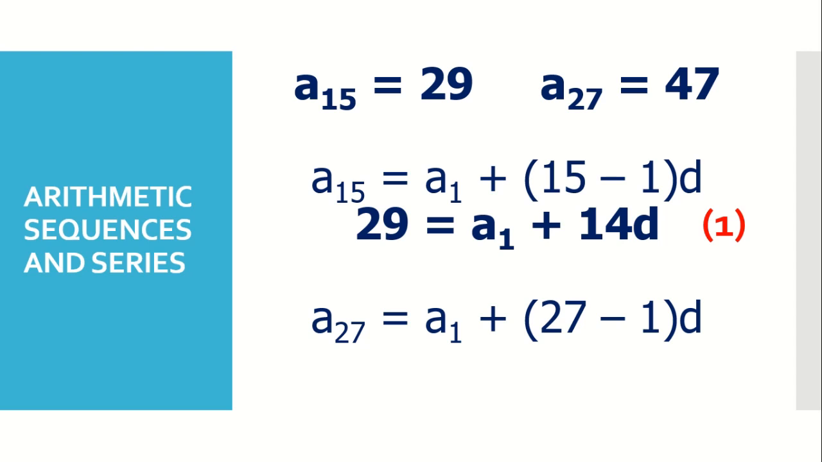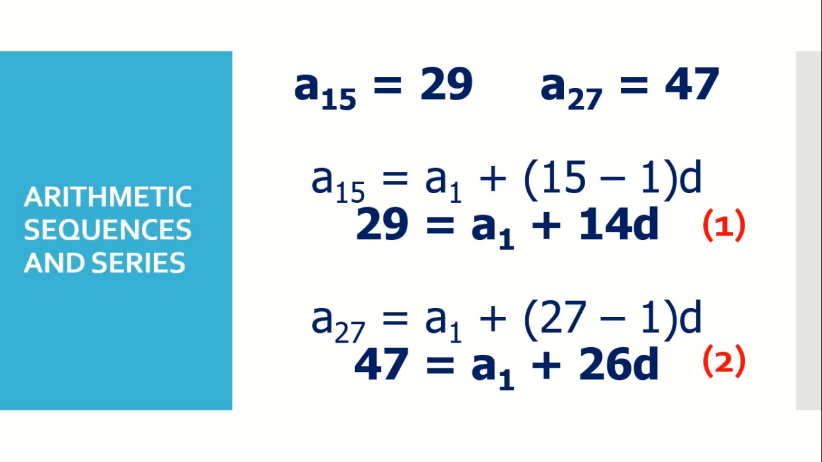For the second one, we have a sub 27 is equal to a sub 1 plus 27 minus 1 times d. Simplifying again 27 minus 1, that will give us 26. Our a sub 27 is 47, which is equal to a sub 1 plus 26d. This is now the second equation.